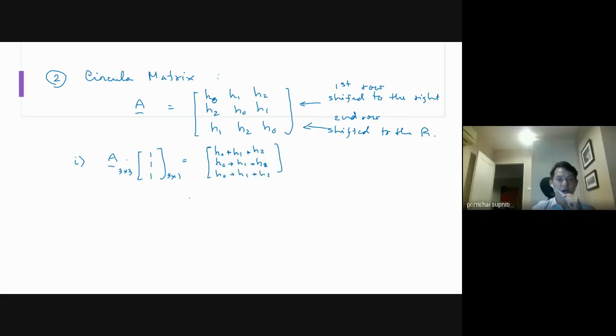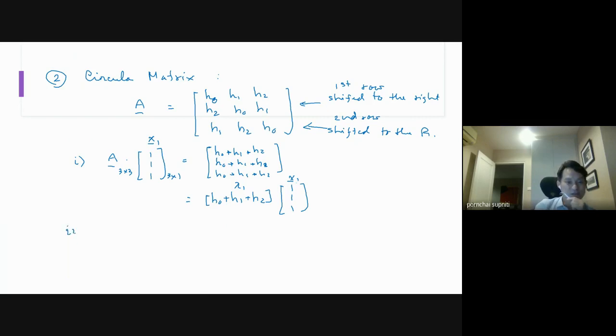So I can write this as the column H0, H1, H2 multiplied with 1, 1, 1. Right? So you see that this looks like a lambda. This is like an eigenvector, and this is like a lambda 1. So it has a very interesting form.